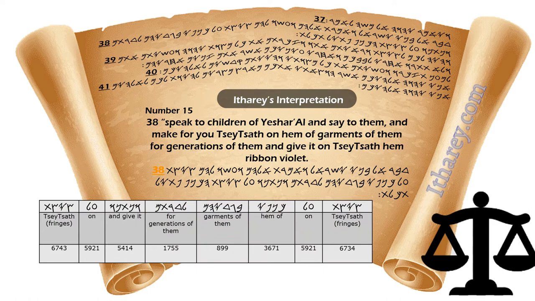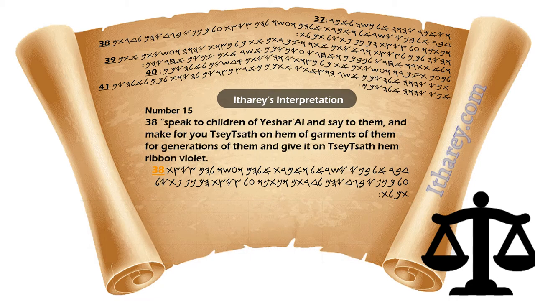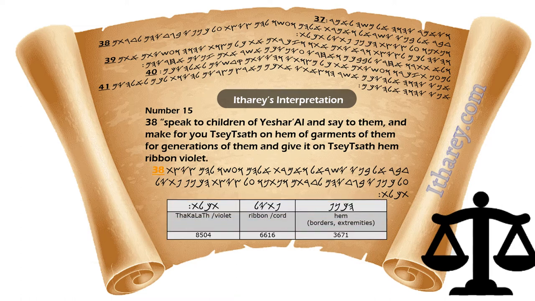Okay, the next words are self-explanatory. You see, no one refutes it. I've already explained tzitzit. And then lastly, we already explained kanap, Strong's 3671. The next one that we're going to explain is patil, meaning ribbon and cord. I'm going to prove it in the next slide.